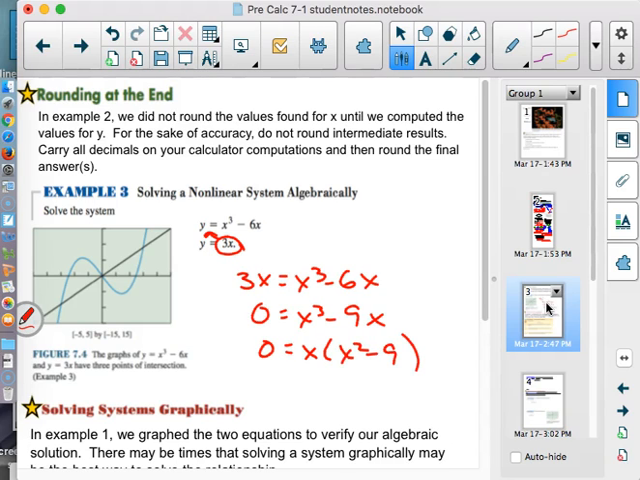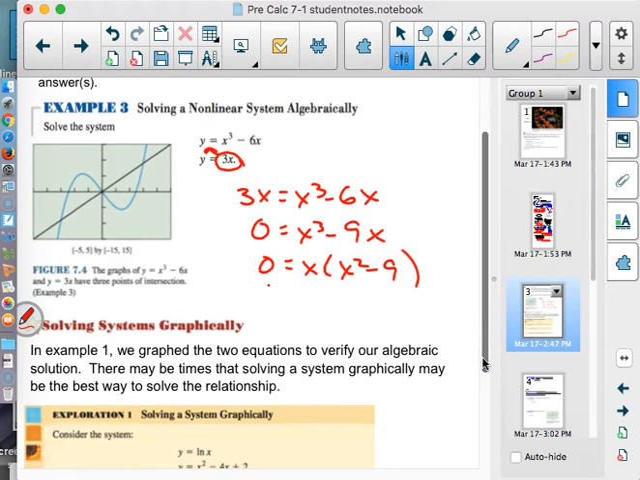Oh, now that looks familiar. Can we factor x squared minus 9? Good. It says right away, x plus 3, x minus 3. We've got that difference of two squares going right away.